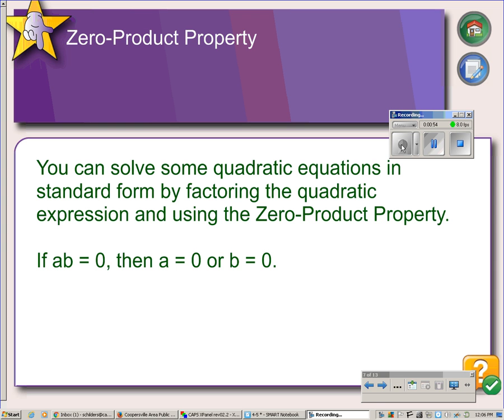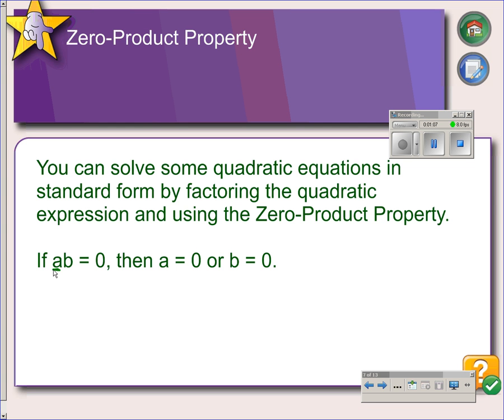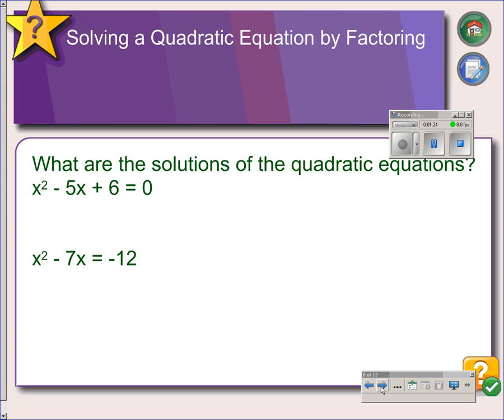So what we would do is use the zero product property to solve the equation. If we have a standard form equation and we turn it into factored form, then we'll have some factor times another factor, and the answer is 0. According to the zero product property, if two factors multiply together and the answer is 0, then one of those factors was 0 to begin with. So this is how it's going to play out.